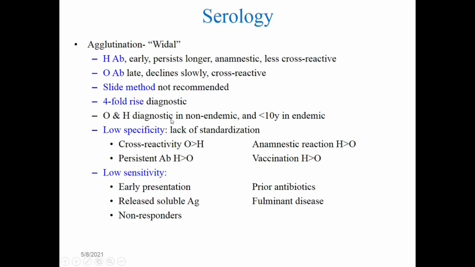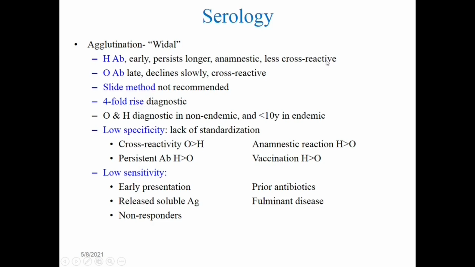Okay. So here we are basically looking for antibodies. I mentioned in the beginning of the class that we have specific antigens present. We look for antibodies against H antigen. We look for antibodies against O antigen. The antibodies against H antigen will appear early in the infection. They will persist for a longer time. They might last even for a year.